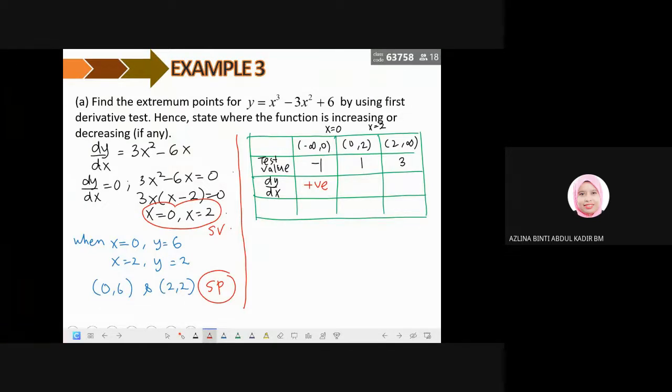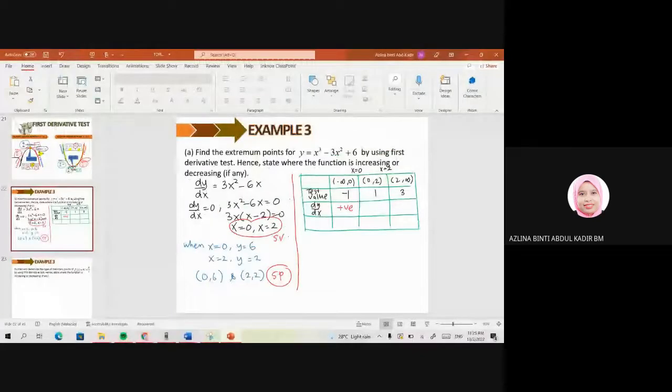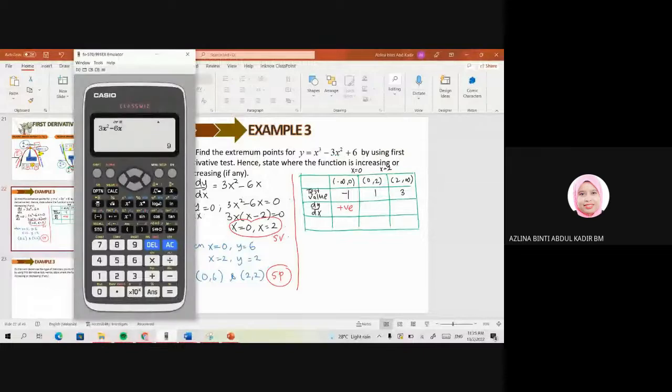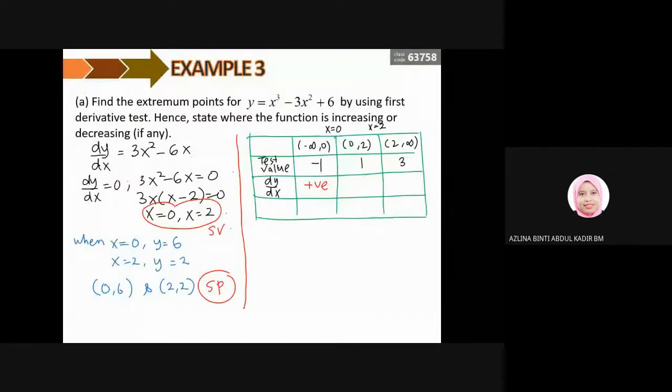Next, insert value 1. Press calculate button, 1 double equal. So we get -3, right? Then next, calculate, insert 3 equal. So we get positive. Fill in the blank. So here is negative, here is positive.